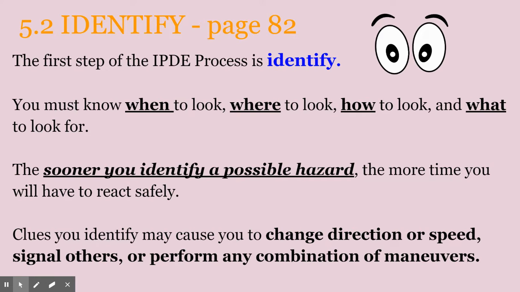So the first step is to identify. You must know when to look, where to look, how to look, and what to look for. The sooner you identify a possible hazard, the more time you will have to react safely. Clues you identify may cause you to change direction or speed, signal others, or perform any combination of maneuvers.